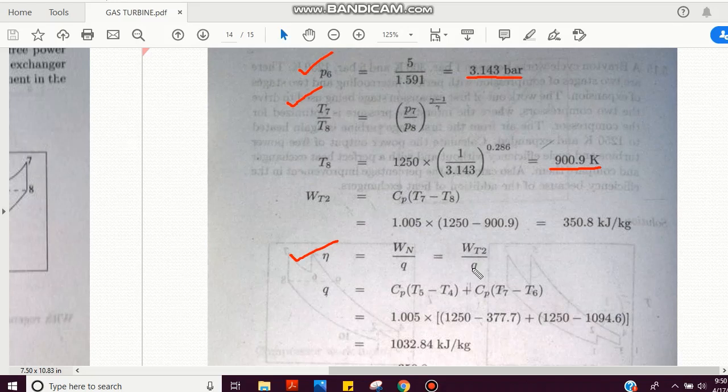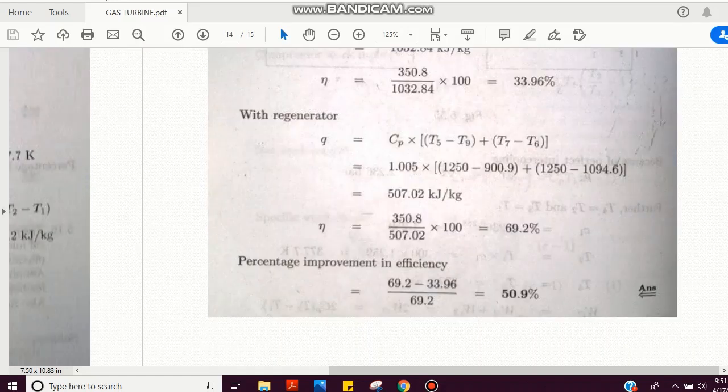Now the heat input, Q is the heat input. Heat input is Cp into T5 minus T4 plus Cp into T7 minus T6. So the value of heat input becomes 103. Now with regeneration, the value of Q equals Cp into T5 minus T9 plus T7 minus T6.